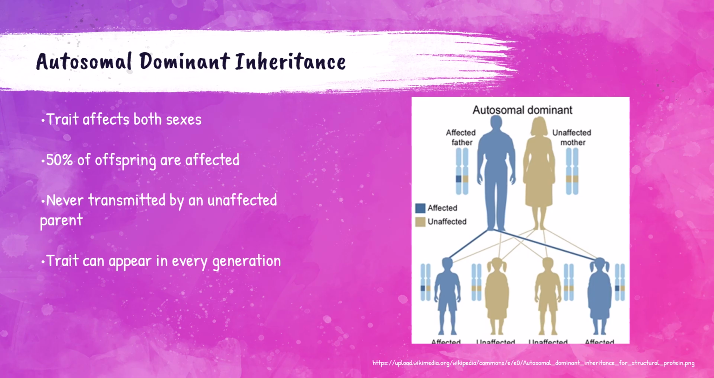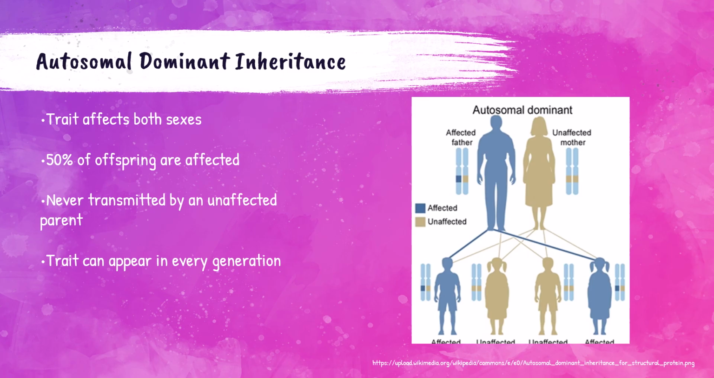In autosomal dominant inheritance, the trait affects both sexes. If a parent is affected and the other parent is not affected, 50% of their offspring will be affected. In this inheritance pattern, it cannot be transmitted by an unaffected parent, and the trait can also appear in every generation.